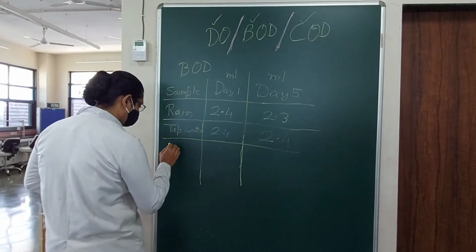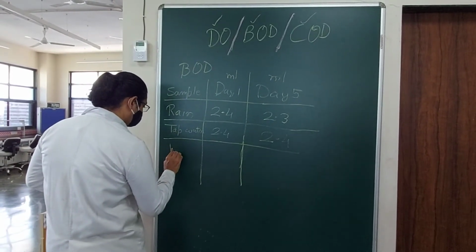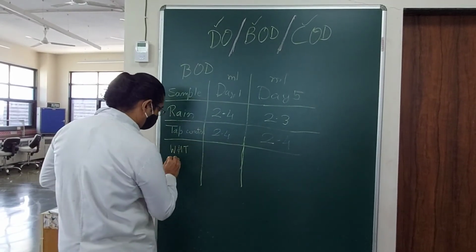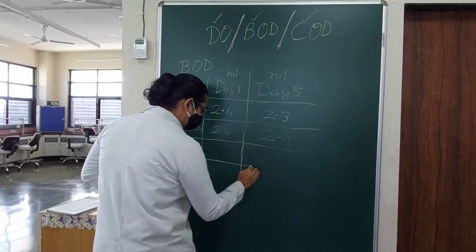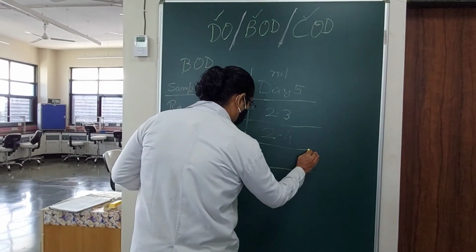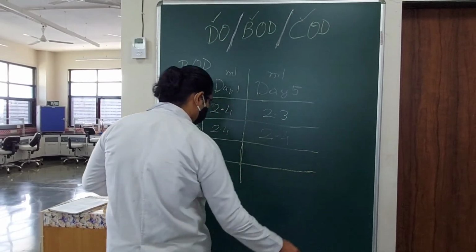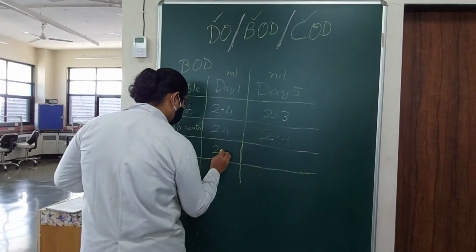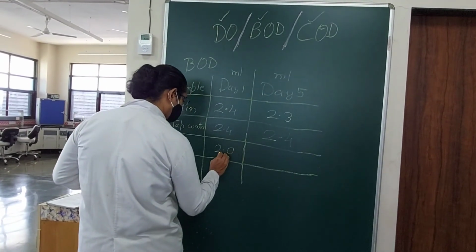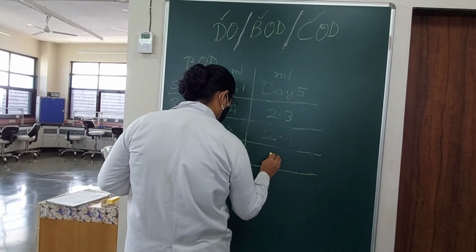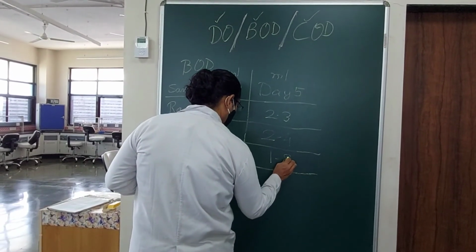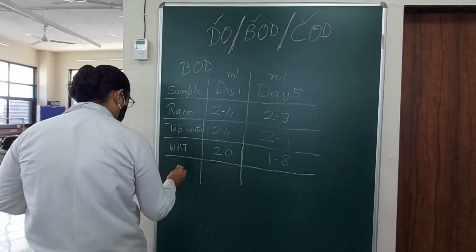Third one is the water harvesting tank. We save some rainwater for future use when there is a shortage of water. Day 1 is 2.0 milliliters, and for day 5 it is 1.8.